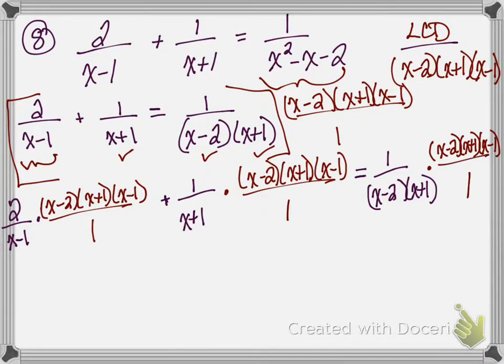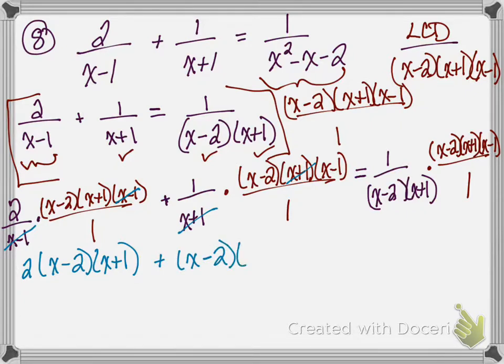Now we're going to start canceling. Okay, so I have x minus 1 and x minus 1. So now I've got 2 times x minus 2 and x plus 1. Okay, so we are going to have to FOIL that. Then I've got x plus 1 and x plus 1. And so I'm left with x minus 2 and x minus 1. And so on the right-hand side, I'm left with x minus 1.